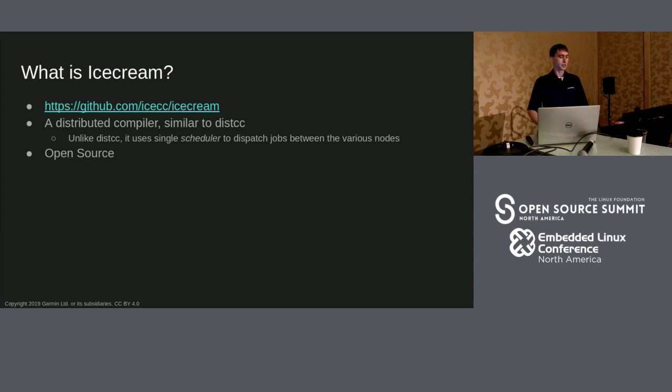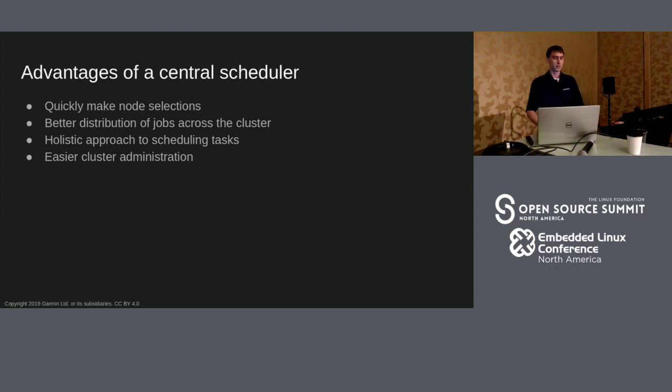Icecream is a distributed compiler, very similar to DistCC. However, unlike DistCC, it uses a single scheduler to dispatch the jobs between the various nodes. The advantage of a centralized scheduler is that it allows it to quickly make selections about which nodes should compile given jobs. It's also able to easily distribute the jobs across the entire cluster to prevent nodes from getting too overloaded.